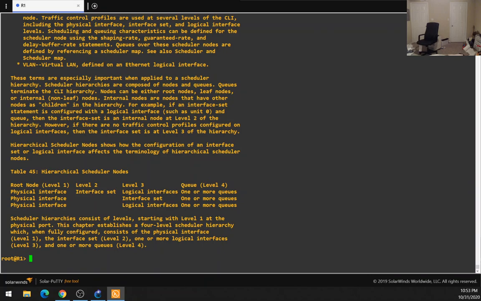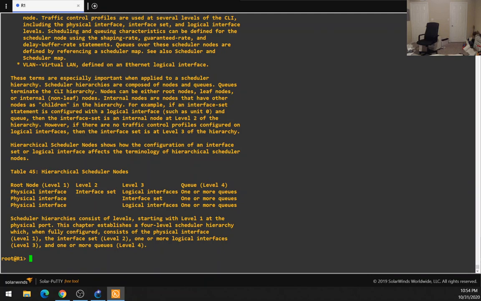And the final important term, one that we already know, from all the way back in the first days of networking, is VLAN, a virtual LAN, defined on an Ethernet logical interface. You definitely wouldn't learn about VLANs on day one. You'd learn about them pretty quick, or at least begin to, but it's definitely an advanced beginner topic. You'd learn about just a regular LAN first.